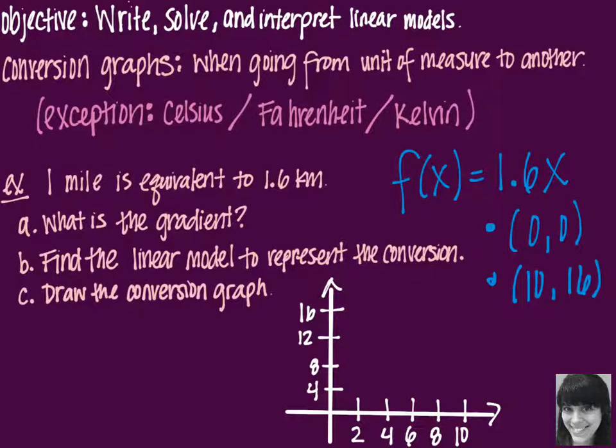Then you're just going to plot your points. I have 0, 0, it's about right here. And then 10, 16, which if I go up and then come over, is right here. Then I just make a line through those 2 points, and that is my conversion graph. Alright, so moving on.